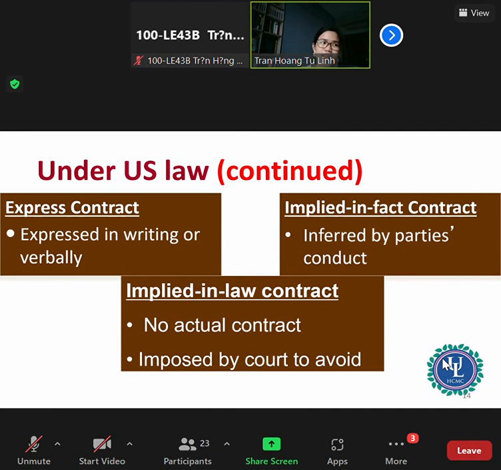Okay, so it's implied that there has been an implied contract between me and Nga, and I have to pay Nga the usual fees of services that she deserves to receive. So if I did not pay Nga, then Nga can actually sue me at the court of law, because between us there is an implied in fact contract.